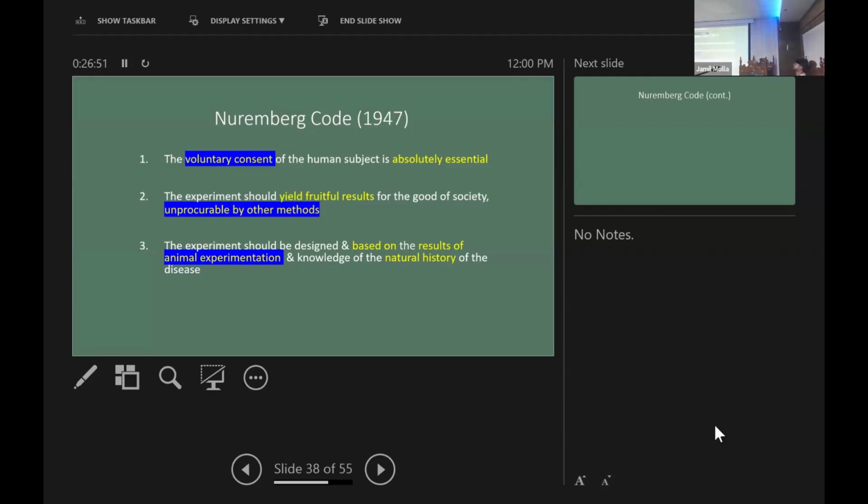So that is also the second Nuremberg Code. And the third one is all cases, all experiments should be based on results of animal experimentation. So you cannot involve a human being. You cannot go for human trial without doing animal experiment. It has to pass through the animal experiment. It has to be otherwise effective and safe. Then only you are allowed to conduct that particular study on human beings. So that is the third code.